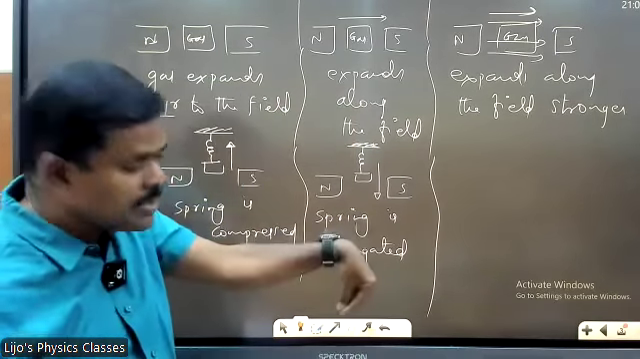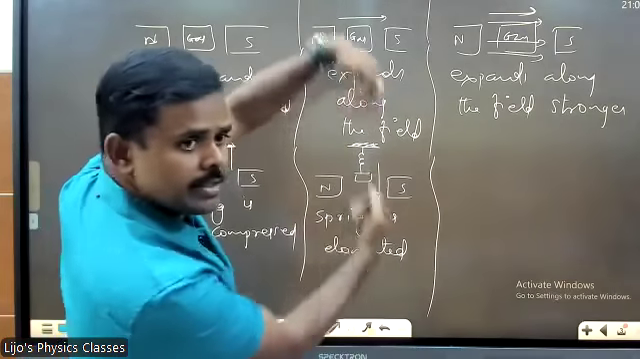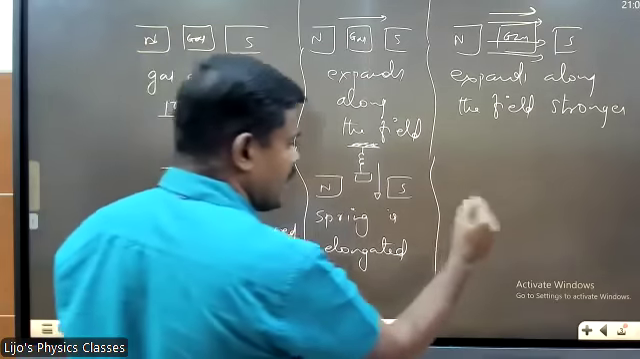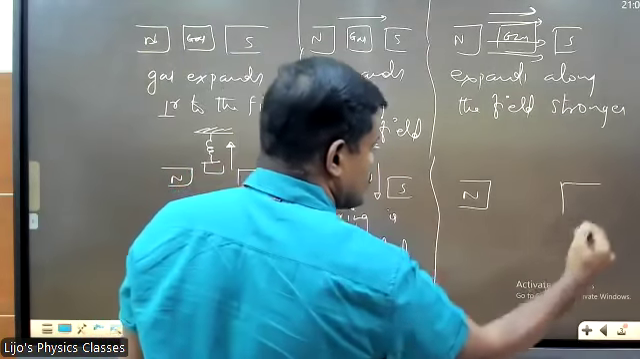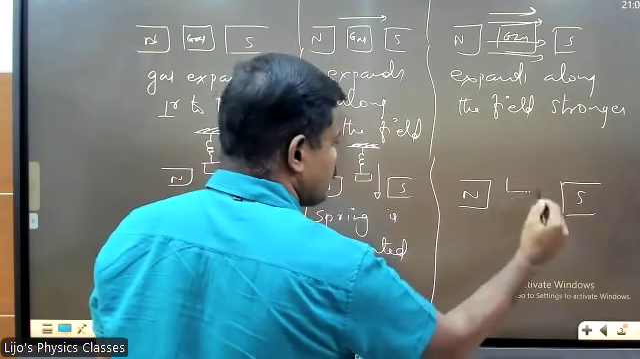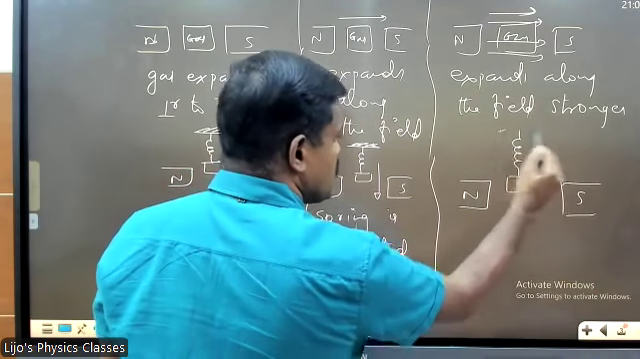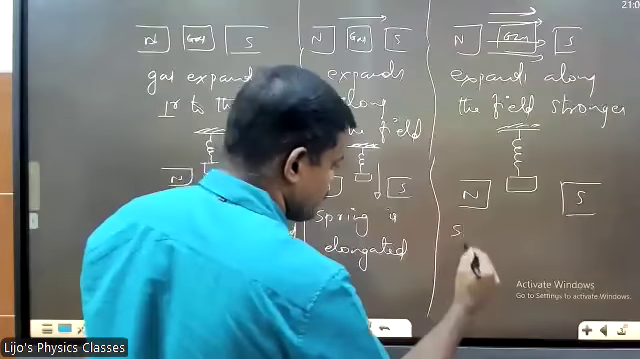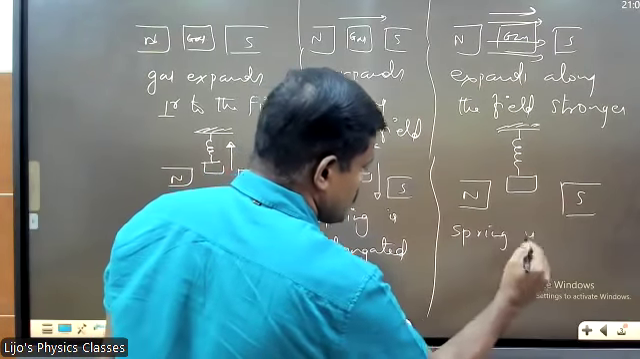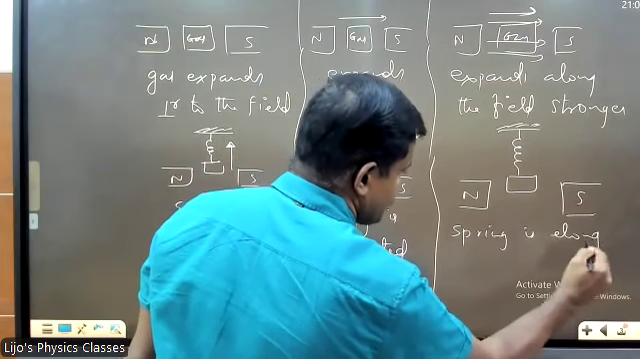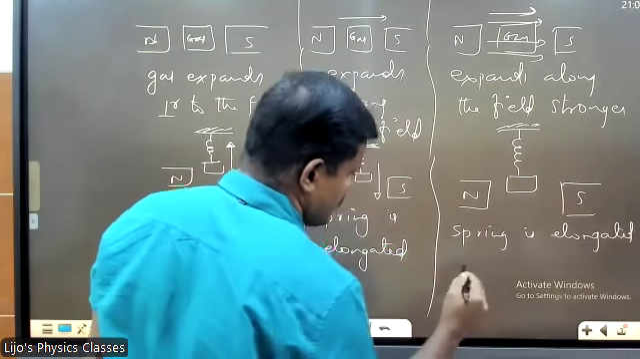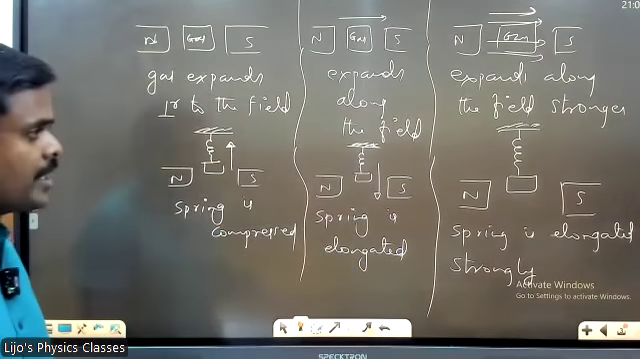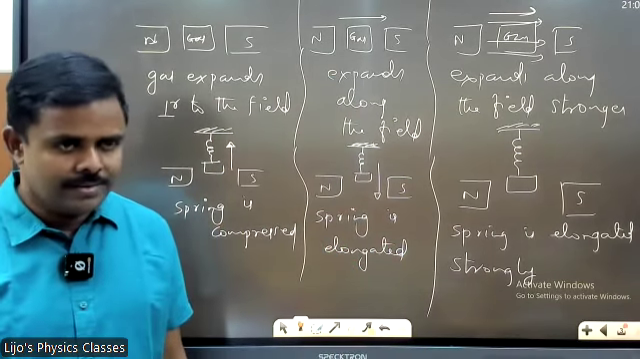Look at that. When the substance comes down, what happens to the spring? The spring gets elongated, isn't it? Correct. There also, the same thing would happen. But what is the difference? The elongation is much stronger. Am I correct? The spring is elongated strongly, much more strongly than in the case of paramagnetic. Got it?